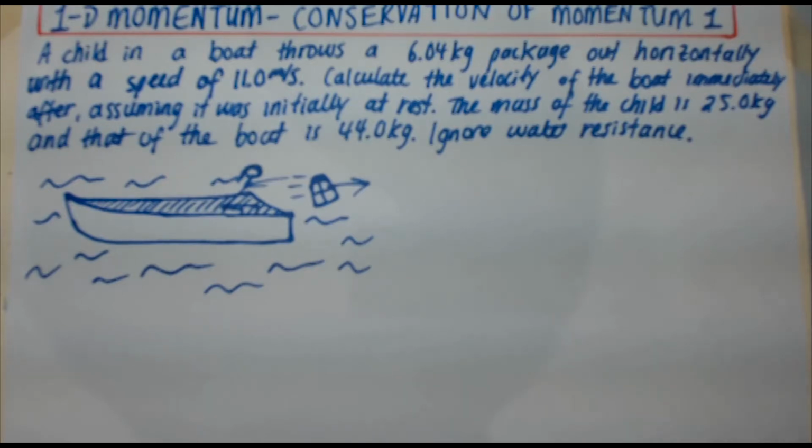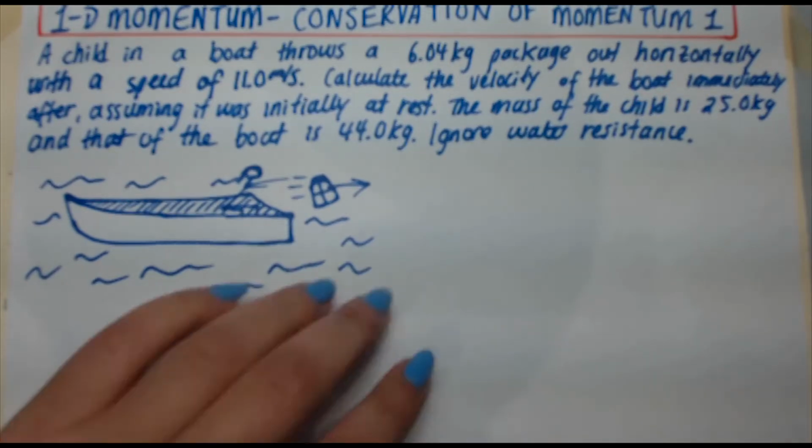In this problem, we're going to be looking at conservation of momentum. A child in a boat throws a 6.04 kilogram package out horizontally with a speed of 11.0 meters per second. Calculate the velocity of the boat immediately after, assuming it was initially at rest. The mass of the child is 25.0 kilograms and that of the boat is 44.0 kilograms. Ignore water resistance.